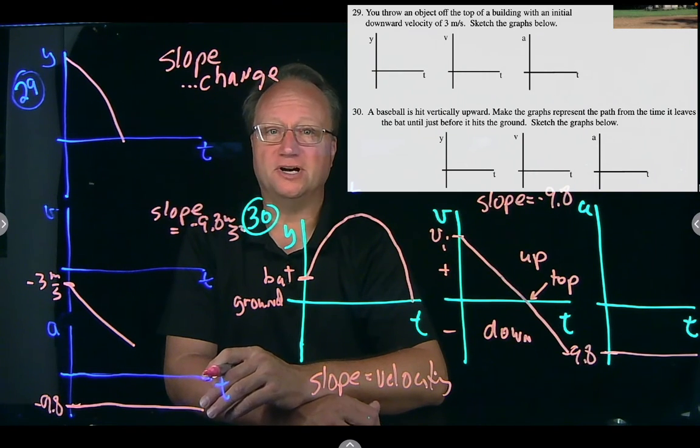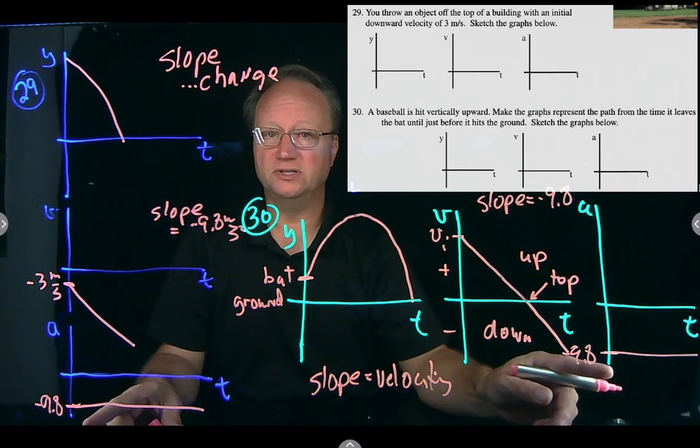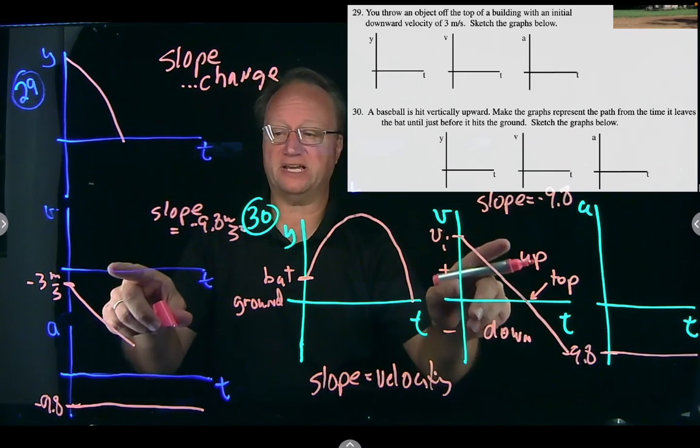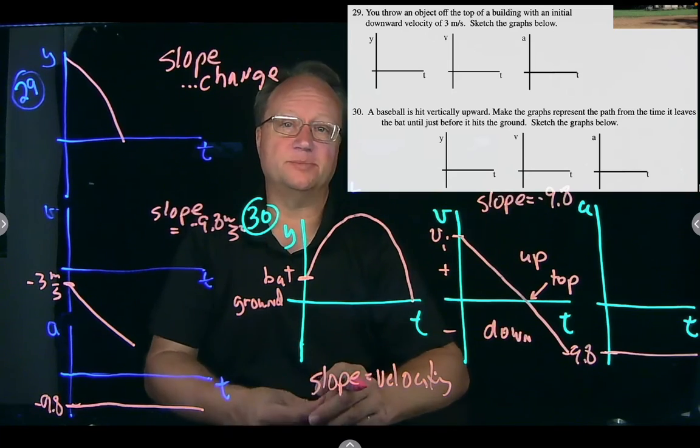So on free fall motion, or any situation where you have a constant acceleration, your acceleration graph is going to be horizontal, which then will produce a constant slope on the velocity, and then a curve on the position.